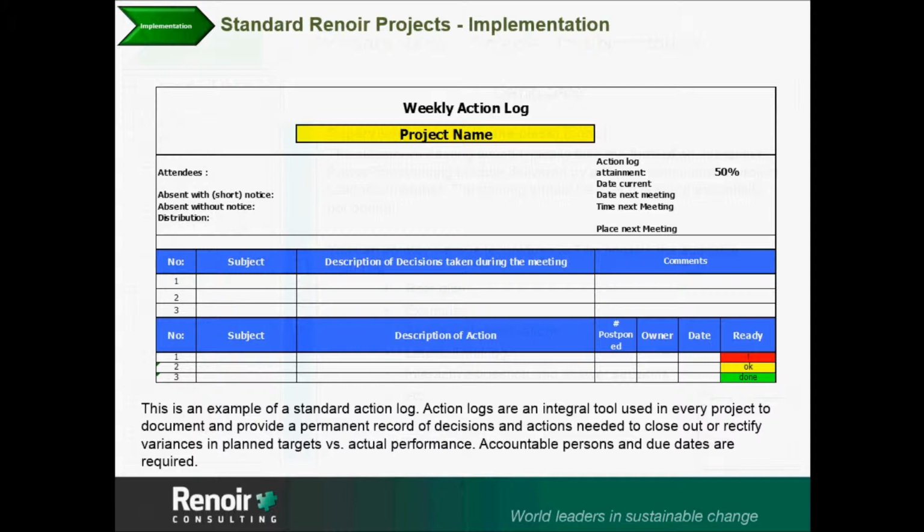This is an example of a standard action log. Action logs are an integral tool used in every project to document and provide a permanent record of decisions and actions needed to close out or rectify variances in planned targets versus actual performance. Accountable persons and due dates are required.